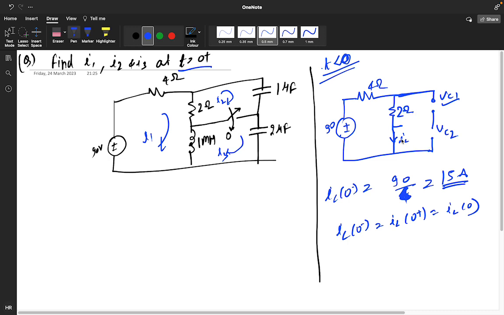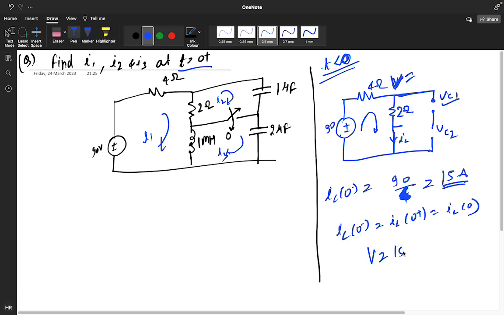So 90 divided by 6, you get 15 ampere. This is 4 ohm, this is 2 ohm, so you get 15 ampere only, because here it's a 2 ohm resistor. And you know that IL(0-) equals IL(0+) equals IL(0). So you get the value of 15 ampere, which means a 15 ampere current is flowing in this particular circuit. So what will be the voltage across this particular branch?